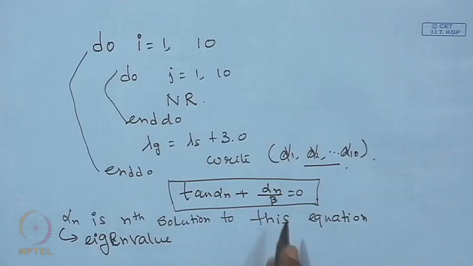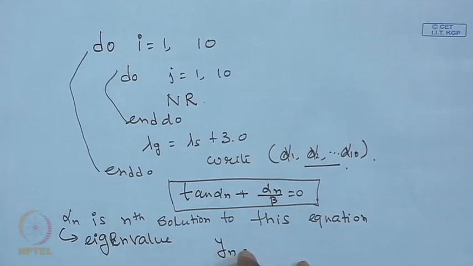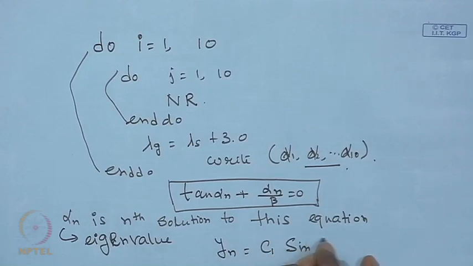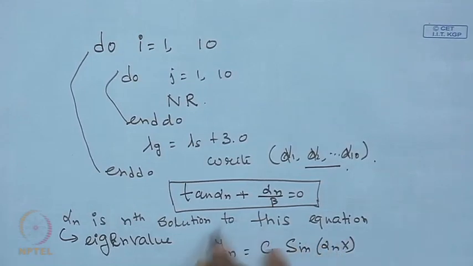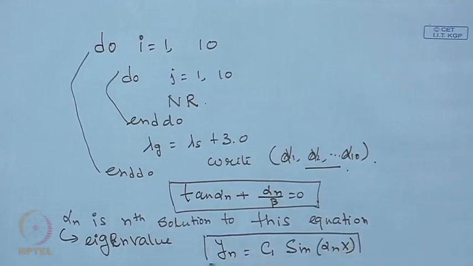And what are the corresponding eigenfunctions? The nth eigenfunction is Cn yn equals C1 sin alpha n x. Now, let us summarize what we did.